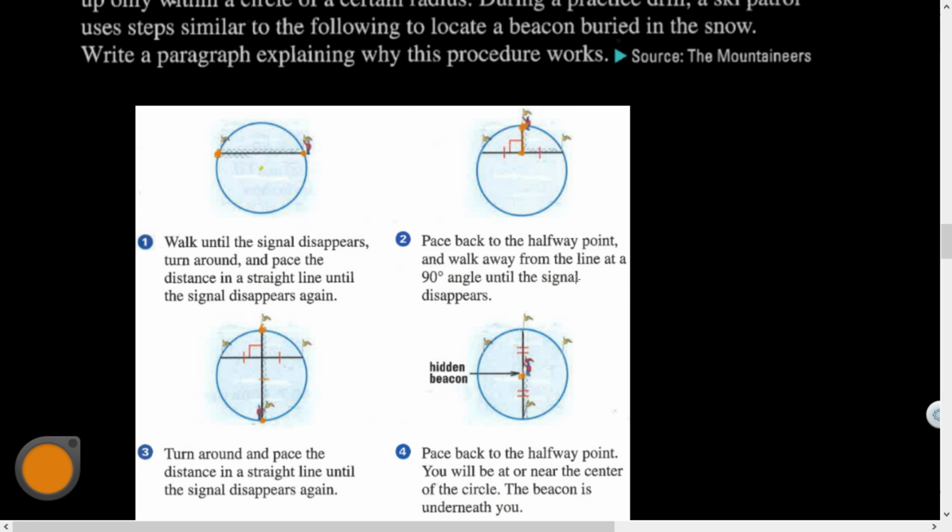Whether you counted out your paces and then divided by 2, like if this was 30 paces, you walk backwards on the same path 15 paces, and that's where you'd start digging.